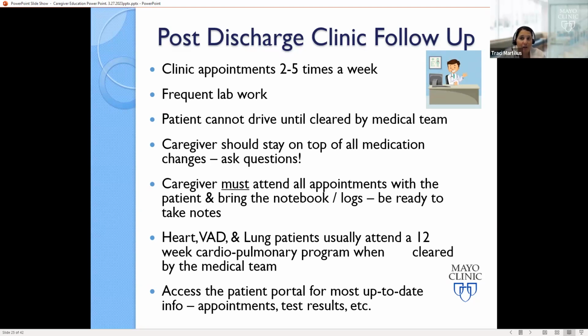The patient will be getting frequent lab work. They can get lab work as much as weekly, if not more. Patients are not able to drive until cleared by the medical team. It is important for caregivers to stay on top of all medication changes and to ask questions, because patients get that lab work quite frequently, and that may require very frequent medication changes.